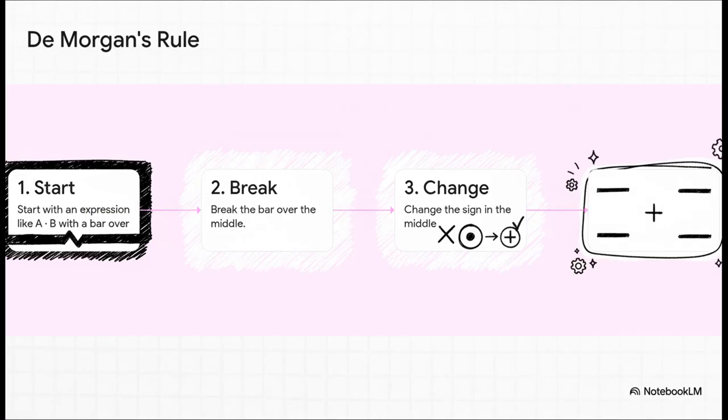First trick in the book is De Morgan's theorem, but forget that name. Just call it the break and change rule. It's this simple. You see a long bar over everything? Just break the bar in the middle, then change the sign underneath it.